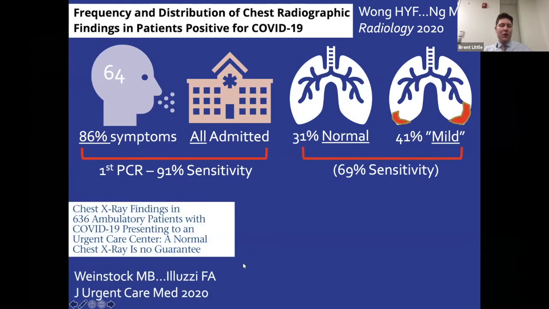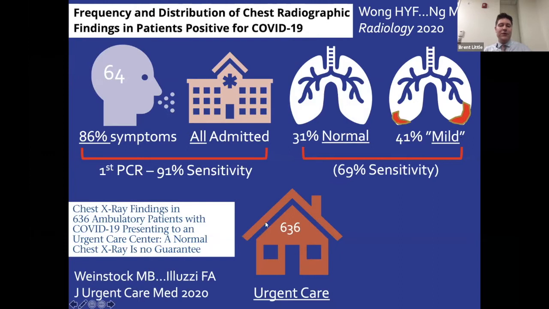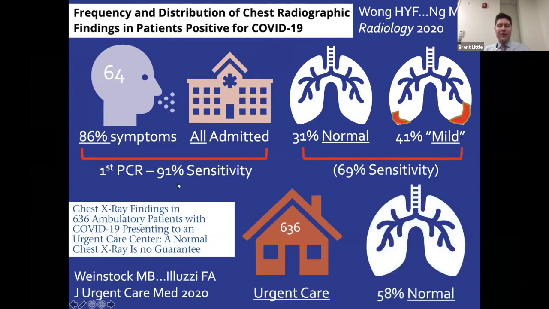And it gets even worse because if you look at the urgent care setting, the ambulatory setting, patients are presenting even earlier. And so if you look at this study, the largest study to look at over 600 patients in urgent care clinics, how many radiographs were actually positive? Well, 58% were normal radiographs.